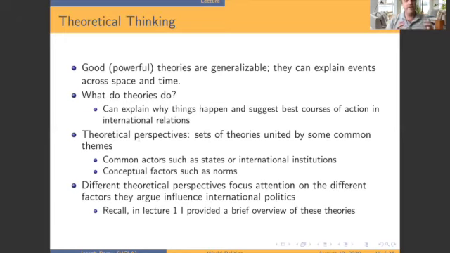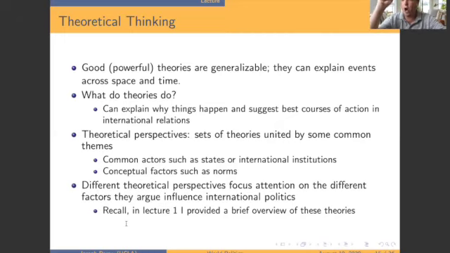These theoretical perspectives are sets of theories united by some common themes. So we will be discussing those major categories in the lecture today. But realism, liberalism, constructivism, and so-called radicalism, which includes Marxism, are theoretical perspectives that are united by common themes, but have sub-theories inside of them that have differences among them. And we'll get more into that as we go through the individual theories.